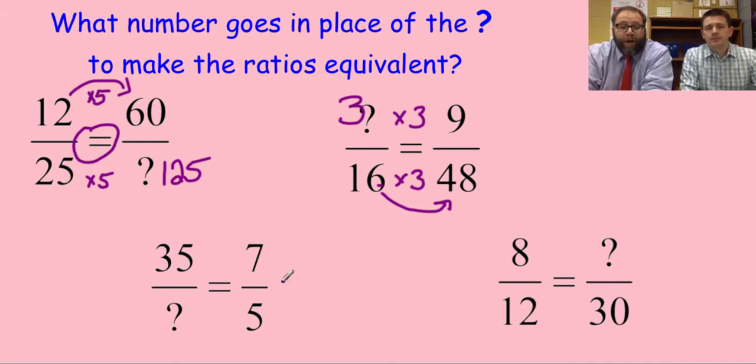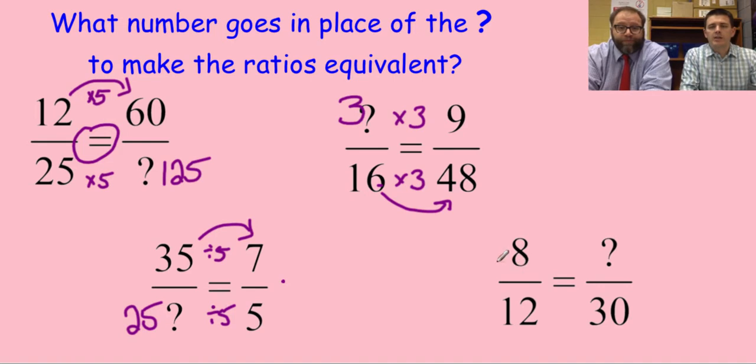So on our bottom left, we have a 35 over question mark, and that 35 becomes a 7. I know that 35 divided by 5 would be 7. So now the question becomes, what divided by 5 would be 5? Well, I know that's 25, because 5 times 5 is 25.